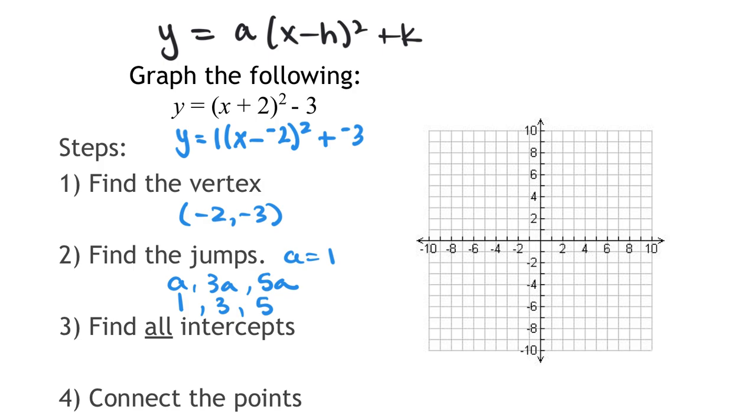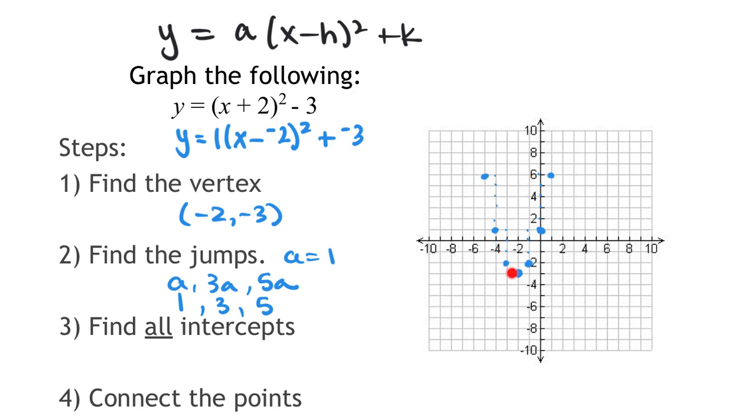So let's plot those points. At (-2, -3), that's right here. And our first jump is up 1 and to the right and left 1 from that point. And then from that point, the third one is up 1, 2, 3, and over 1. And from that other point, 1, 2, 3, and over 1. And then the last one, 5: up 1, 2, 3, 4, 5, and over 1. 1, 2, 3, 4, 5, and over 1.